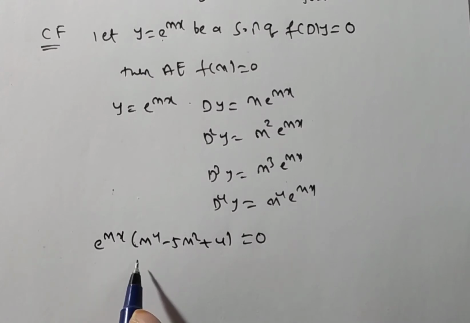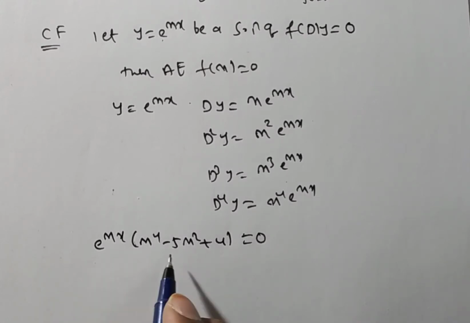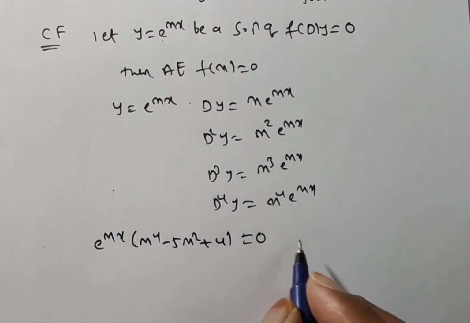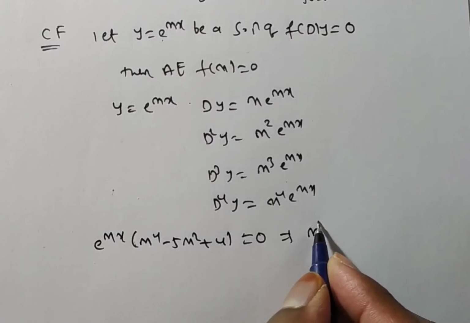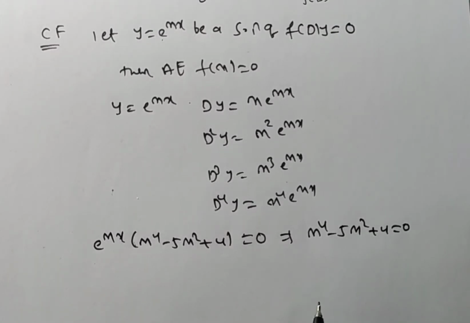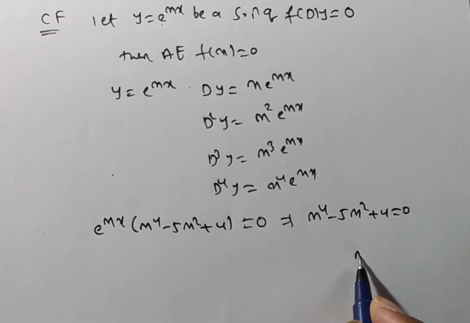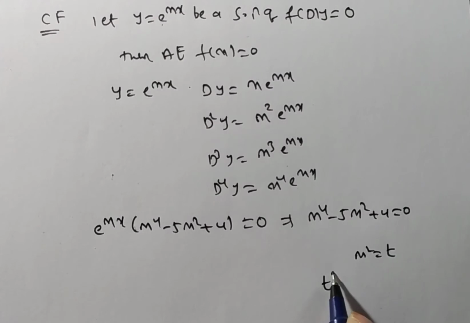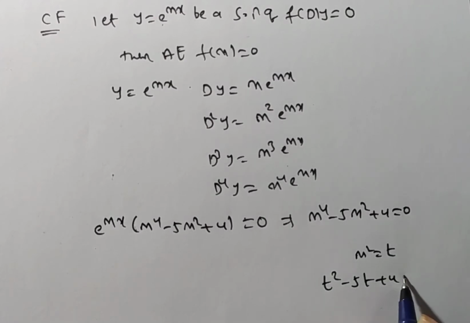Friends, you see product of two functions is 0 in this case. So either this one is 0 or this one is 0 or both will be 0. But e power mx is never 0. So what you can say, only m to the power of 4 minus 5m square plus 4 is equal to 0. Right. Now we have to find out the roots for this. But it is an even power and this is also an even power. So you can consider m square is equal to t. Then you will have t square minus 5t plus 4 is equal to 0.